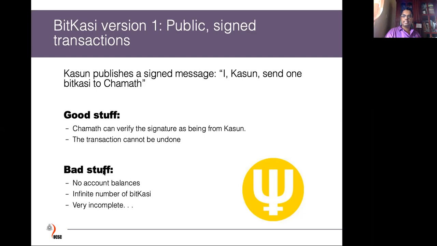But if you end up with such a scheme, you see, it is really incomplete. Because with such a scheme, anyone can create any amount of currency. There are no controls on generating currency. Then we may not be able to get the account balance because we don't know how much currency I have. Maybe I have received currency from different people and sent some parts, and I have no proper mechanism of counting them. And there is no proper mechanism to stop double spending, because I can send the same currency to Chamath and someone else, and no one will be able to see whether I'm sending the same or different. So it is a really incomplete system.